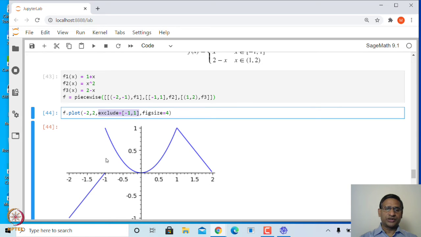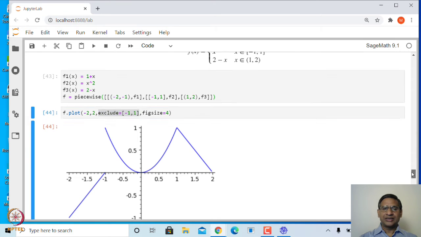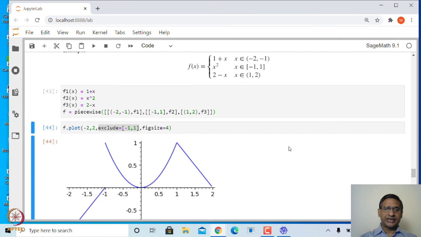So, at minus 1 you see that this function does not have a limit, whereas at 1 this function has a limit. You can obtain it, but again, if you just apply the limit function to f, it may not work. In this case you have to apply limit to f1 and f2. For example, if you want to find the left hand limit at x equal to minus 1, you have to find the left hand limit of f1.